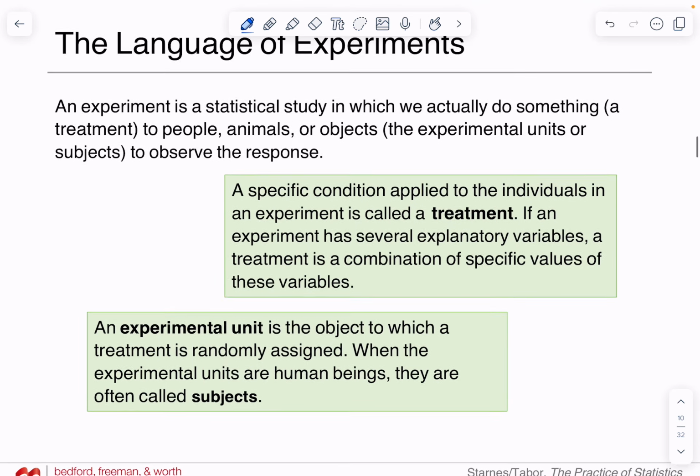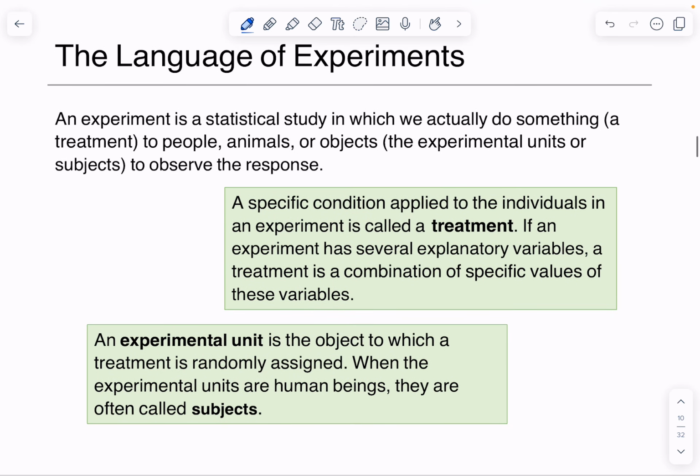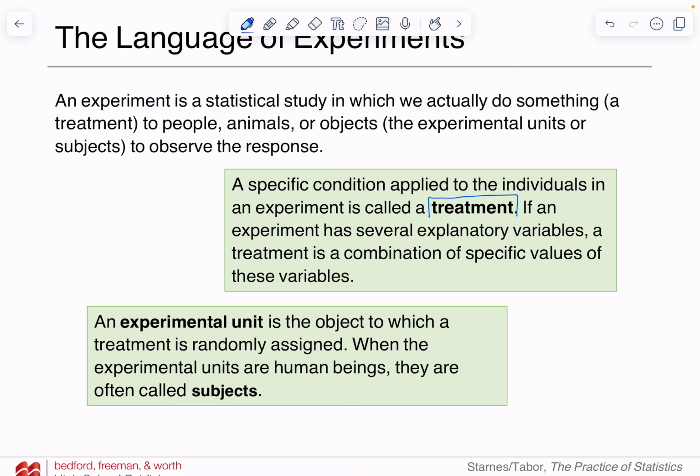Okay, so an experiment is a statistical study in which we actually do something, right? We impose a treatment to people, animals, or objects, okay? So a specific condition applied to the individuals. The thing we are giving people, whether it's a drug, whether it's a vitamin, whether it is a different colored shirt to wear, whatever the experiment is, the thing we're giving the people or the things are called treatments. So that's one of the things you guys have to fill in. Okay, it's called a treatment. The things we impose on our subjects.